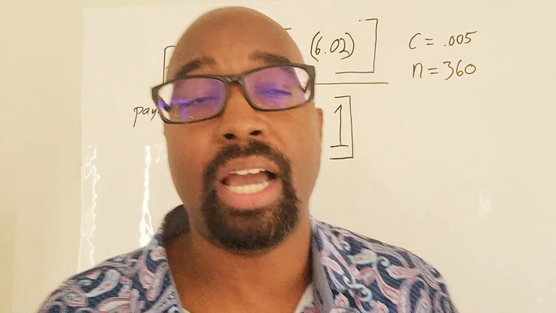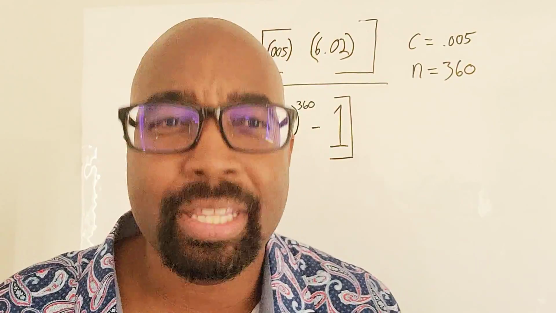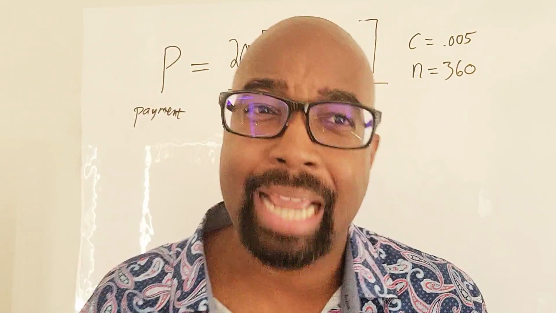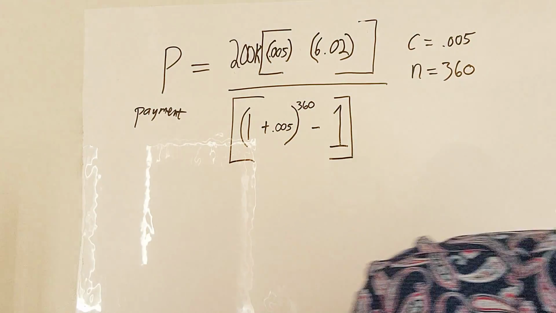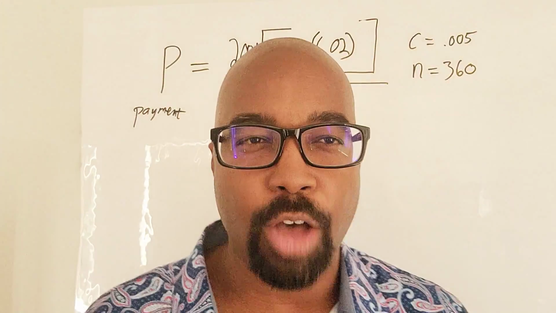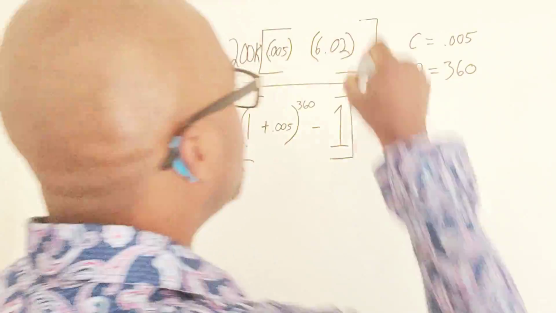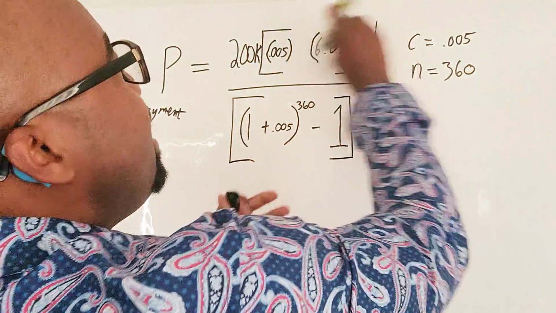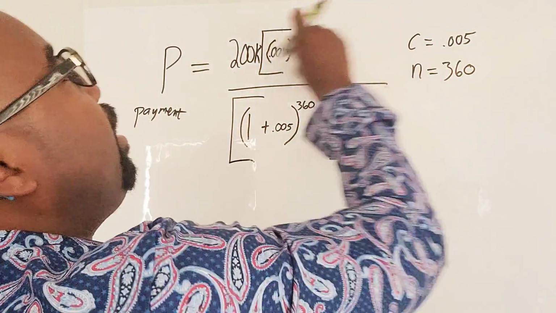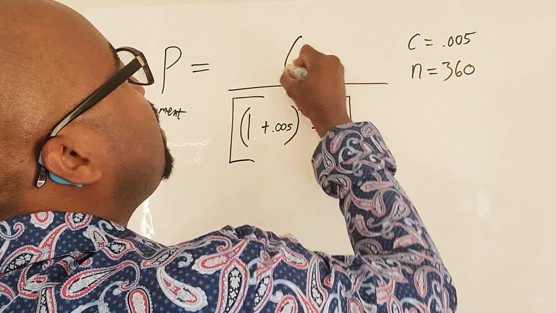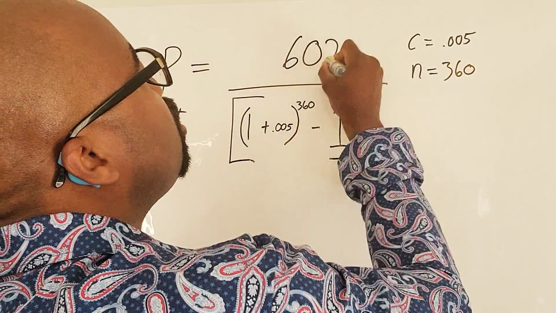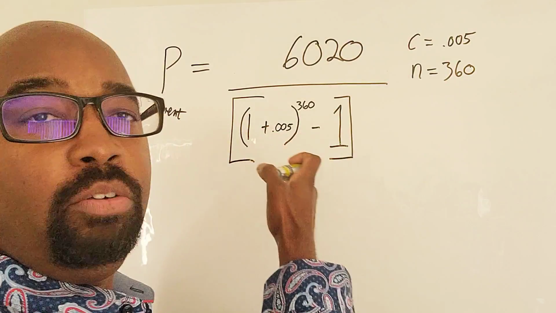Now, if you didn't have a calculator, you hear that? You'd be crying, okay? But I went ahead and used the calculator, and I've already calculated this. It's going to be 6,020, okay? So let's go ahead and replace all this, okay? And if you missed it, you can go ahead and rewind it. Let's go ahead and replace that with 6,020 right here.